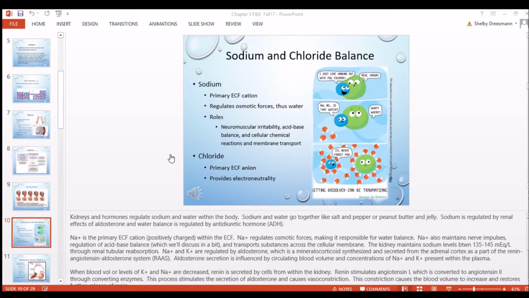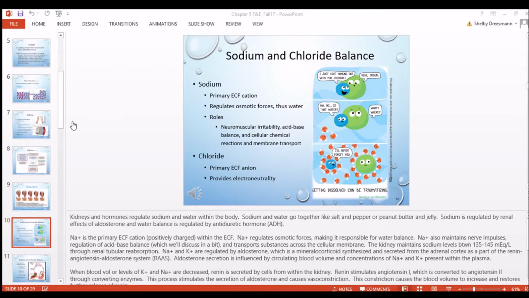You don't need to know these terms, but just to get a bigger picture view, the juxtaglomerular cells are then going to secrete renin. Renin is going to go off and change angiotensinogen to angiotensin 1, and ACE, the converting enzyme, which is normally in the lungs, is going to change angiotensin 1 to angiotensin 2. Angiotensin 2 is going to stimulate aldosterone secretion, stimulate thirst, and cause vasoconstriction.